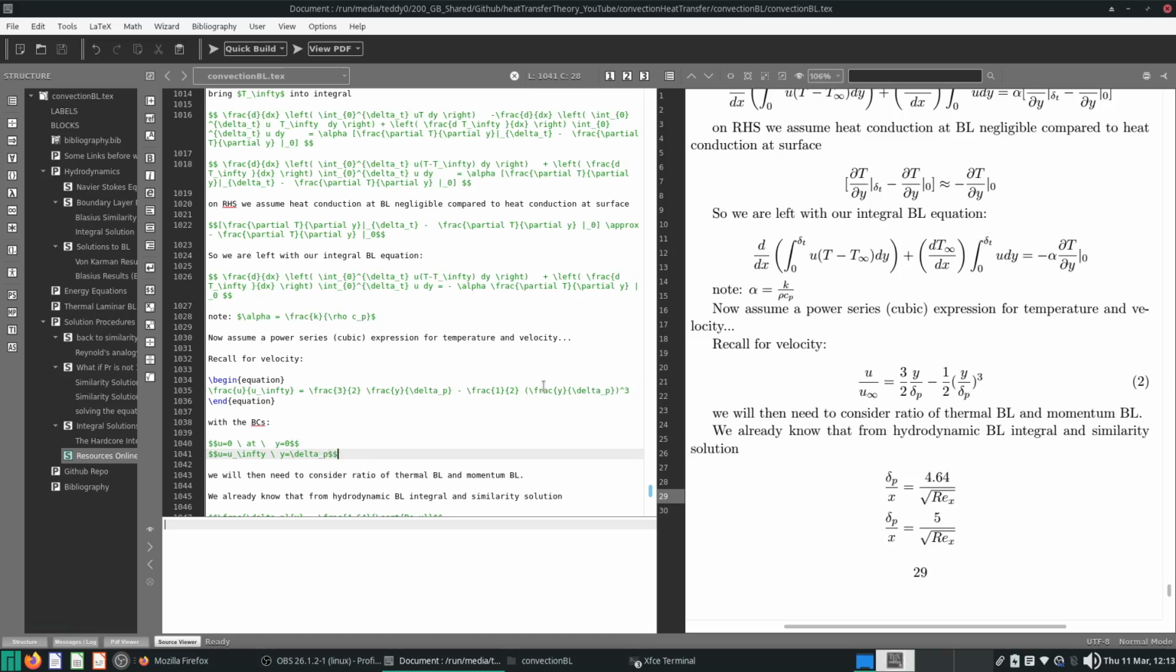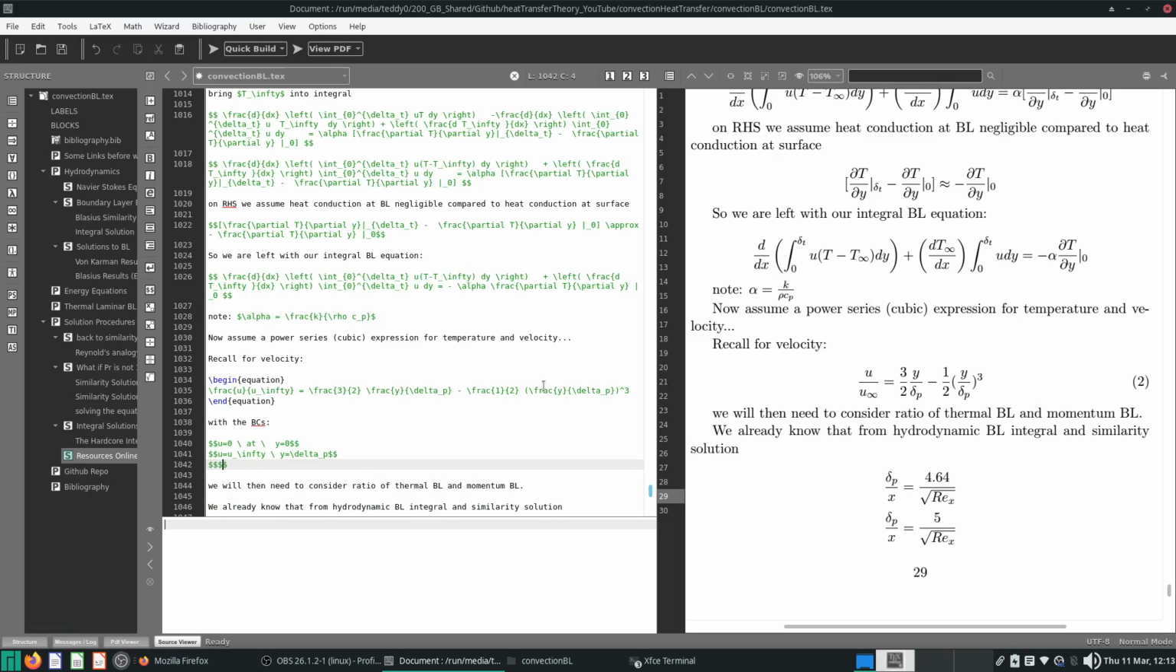So these are for the momentum boundary layer. Next, near the edge of the boundary layer, partial u partial y equals 0. There's no shear stress near the edge of the boundary layer.